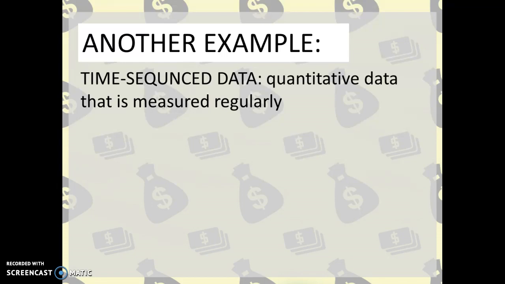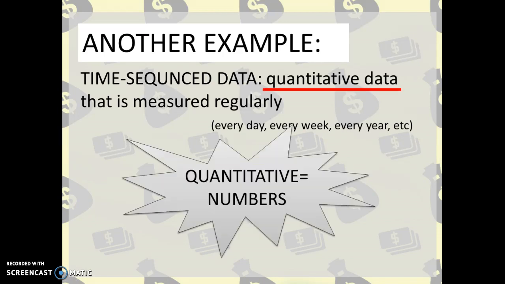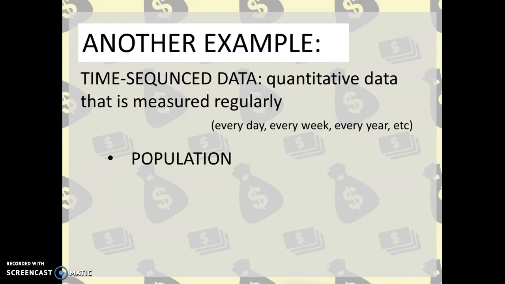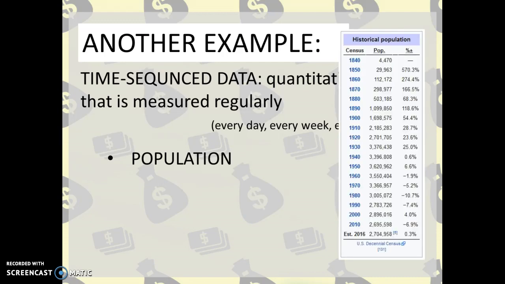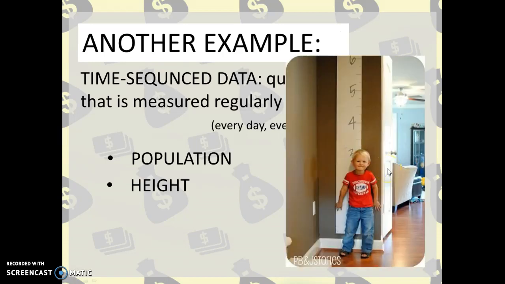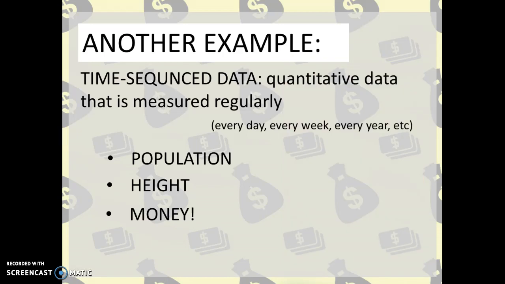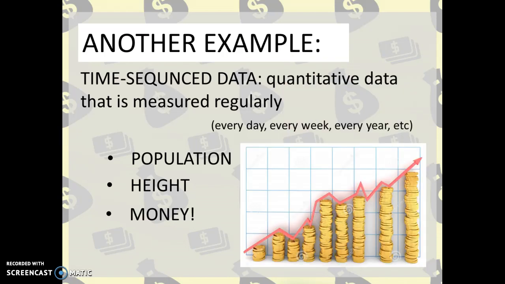We're not talking about coin flips. You're going to find time sequenced data for your week 4 assignment. So anything that gets measured every day, every week, every year, and so forth. And quantitative, of course, we're talking about numbers. So you're going to find a measurement every week, every day, every year. So think about where you could get numbers like this. Population, for instance. Here's the population of Chicago, and I'm going to use this in this example in just one moment. Height, if we're talking about measuring somebody every year, something like that. Money. Obviously a classic example. How's the business doing over time?